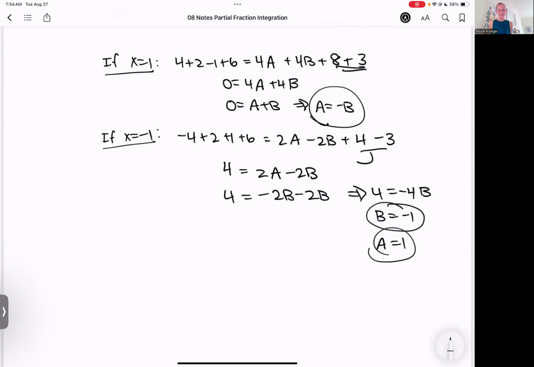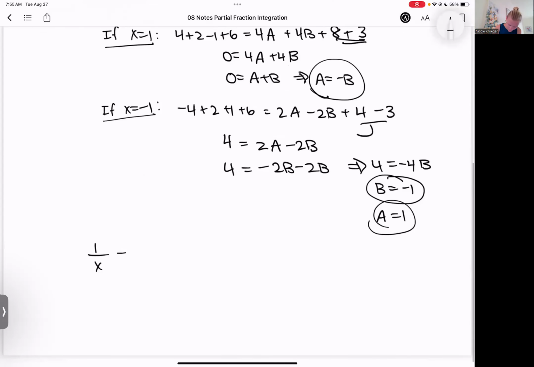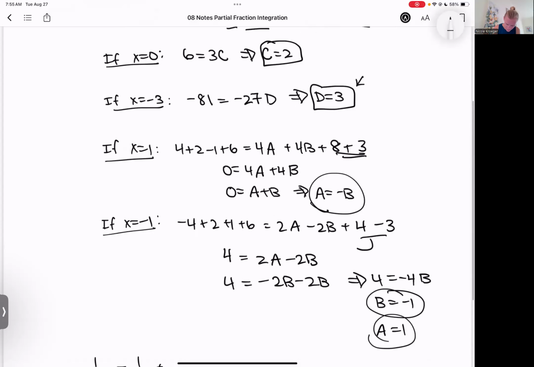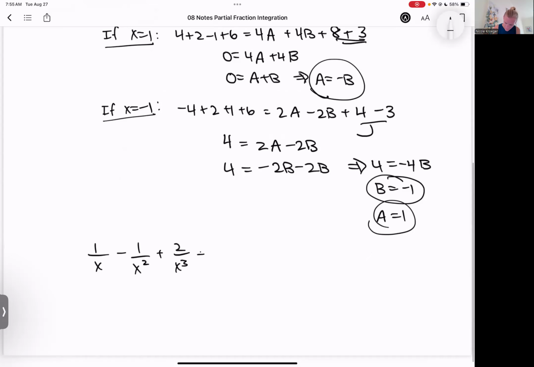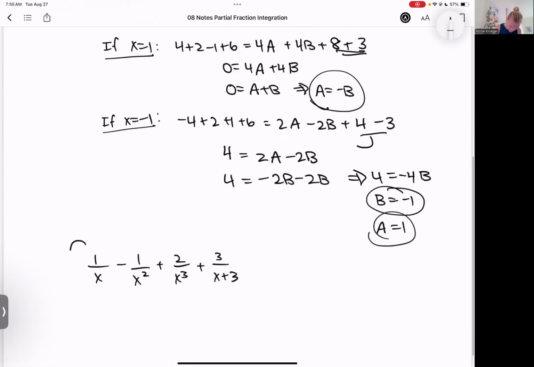Okay, so at this point, you're like, oh, okay, I've done all the work I need to do in this problem, but no, you haven't. We still have to go back up, plug our values in, and anti-differentiate. So let's see what we have. So we had a over x, so 1 over x, plus b over x squared, so that'll give me -1 over x squared, plus c over x cubed, c was 2, so 2 over x cubed, plus d over x plus 3. Okay, so this is the thing that we're trying to anti-differentiate.